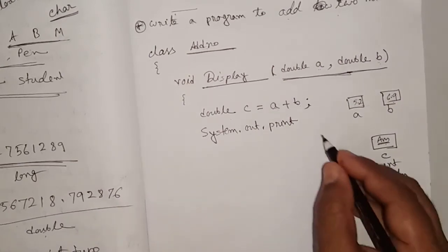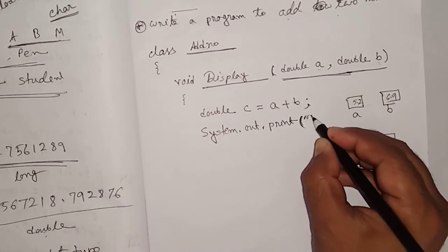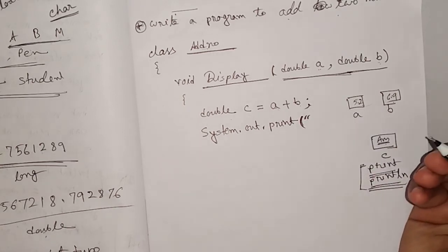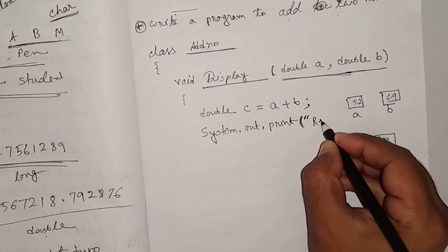Now whatever we want to print, we use double quotes. I want to print the addition result, or result is equal to. So I'm writing result.